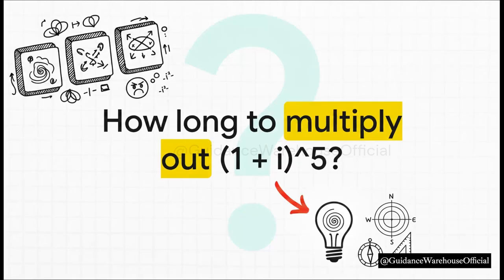Look at this. How long would it take you to multiply out (1 + i)^5? If you use traditional algebra, you're writing out 1 + i 5 separate times, right? You're using the FOIL method over and over and over again. You have to carefully track your negative signs every single time an i squared pops up. It's tedious, it's incredibly frustrating, and honestly, it's a massive trap for simple arithmetic errors.